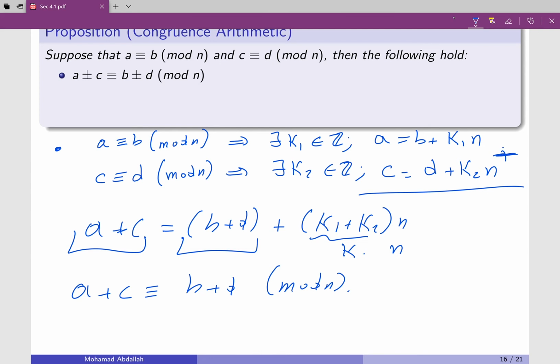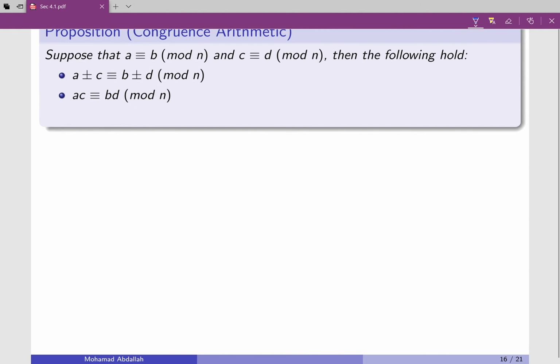Now, the same proof will be done if you take the difference between these two equations. So instead of the plus, if you take the difference, you can prove the case where A minus C is congruent to B minus D mod n. Here's a similar one: AC is congruent to BD mod n. Again, we have A equal B plus K1n. I'm referring to the same setup from the previous proof. I have C equal D plus K2n. Sorry, n here. I should use n, not m.